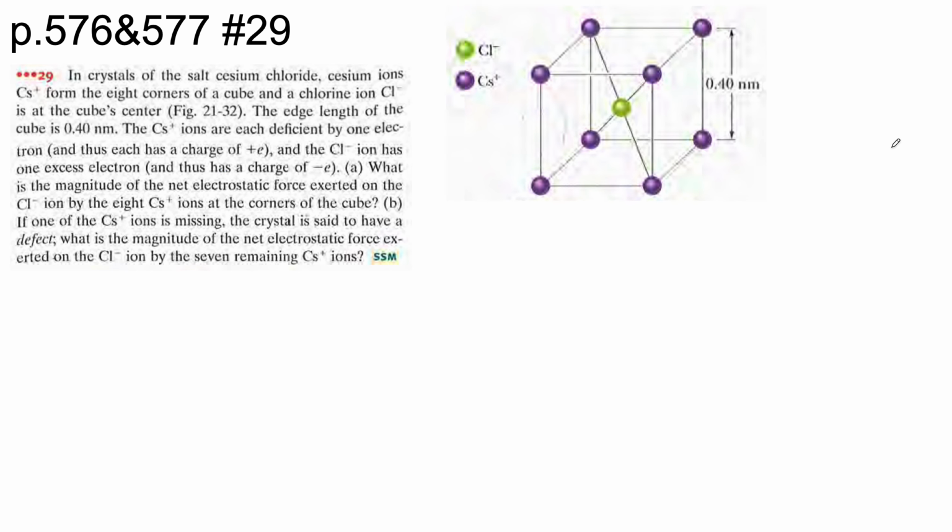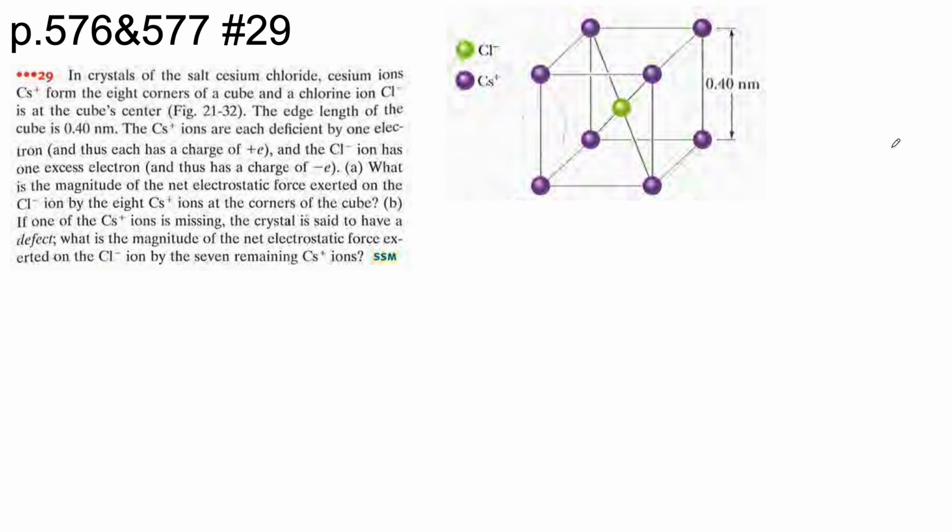So number 29, we have a crystal of cesium chloride, and the cesium ions form 8 corners of a cube, and the chlorine ion is at the center. The edge length of the cube is 0.4 nanometers. The cesium ions are each deficient by 1 electron and thus have a charge of positive e, and the chlorine ion has an excess electron, therefore a charge of negative e.